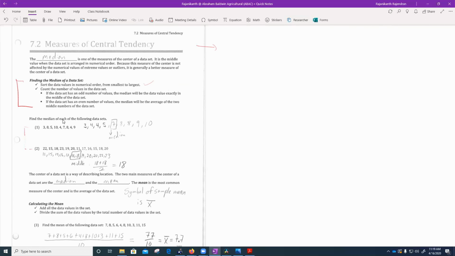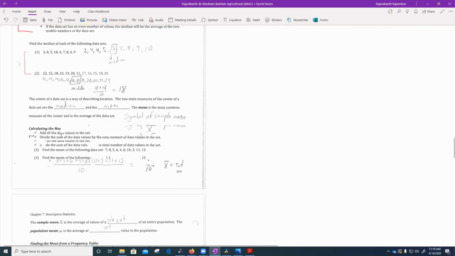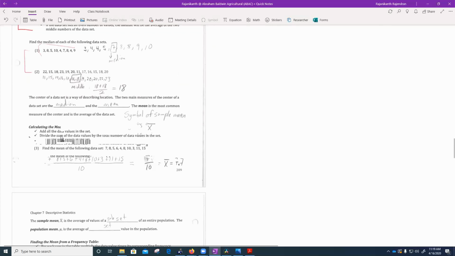Now find the median of each of the following data sets. Look at the first data set. You need to arrange in order first. The smallest one is 3. So take your pencil and strike off one by one. The smallest is 3. Next, we have 4, but I have two 4s. Then I have 5. Then I have 7. Then I have 8, but there are two. Then I have 9. Then I have 10. So like that, you have to arrange.